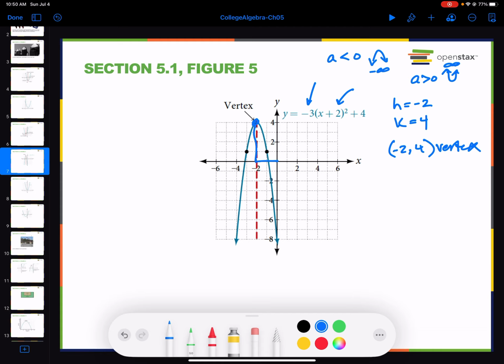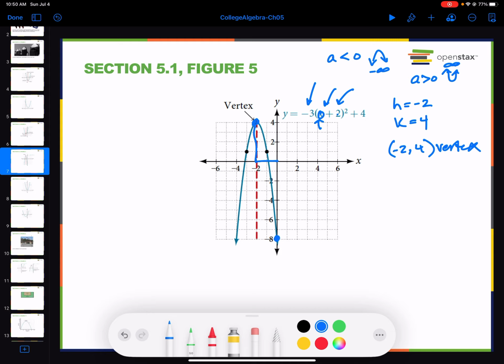And then let's see what our y-intercept is. So if we set x equal to 0, this is a little bit harder to find your y-intercept versus it being in quadratic form or standard form. This one you have to do a little bit more math. So we've got 0 here, which means we're going to have 2 squared, so it's 4, times the negative 3, so it's going to be negative 12, plus 4, so it's going to be negative 8. So our y-intercept is at negative 8, and that definitely is consistent with what we're seeing on the graph.